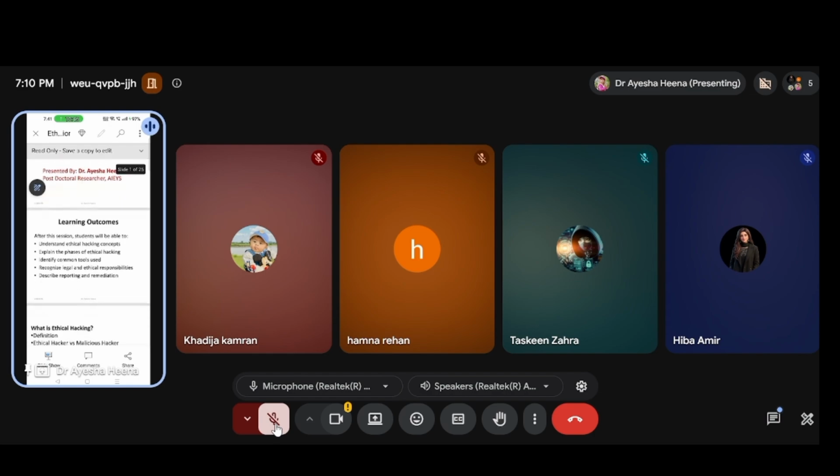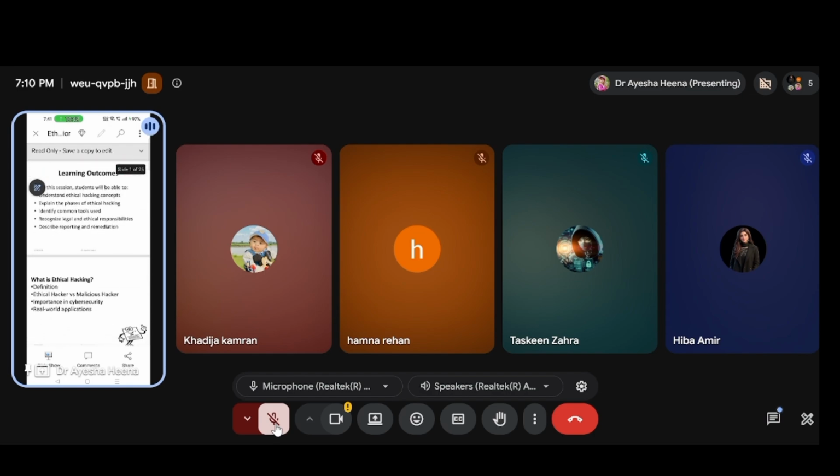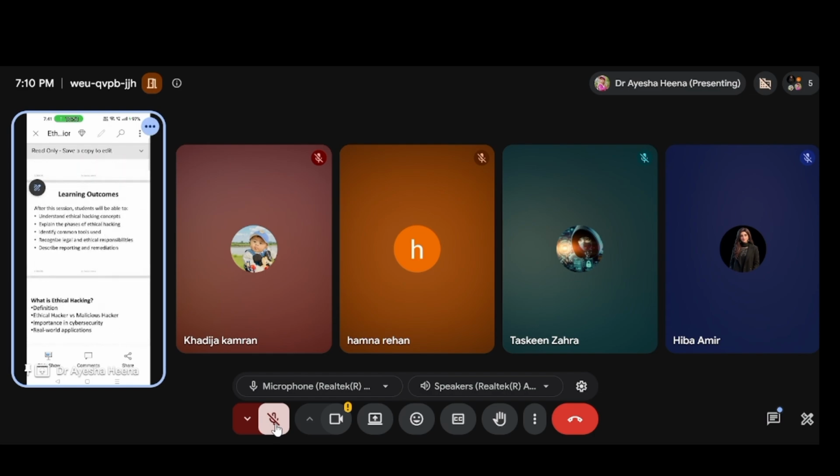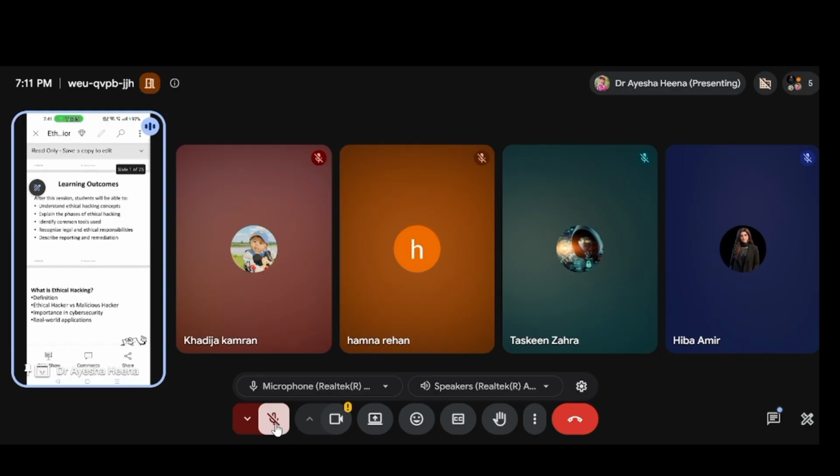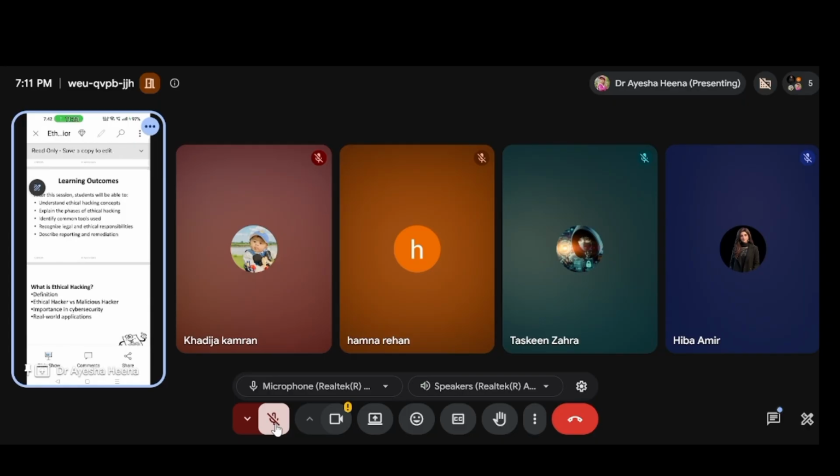So before I start with the session, I would like to present in front of you some of the learning outcomes that you are going to take as inputs today from the session. After attending this session, you'll be able to understand the concepts of ethical hacking. I'll also be discussing the different phases of ethical hacking. You'll be able to identify common tools that are used, recognize legal and ethical responsibilities, and describe reporting and remediation.